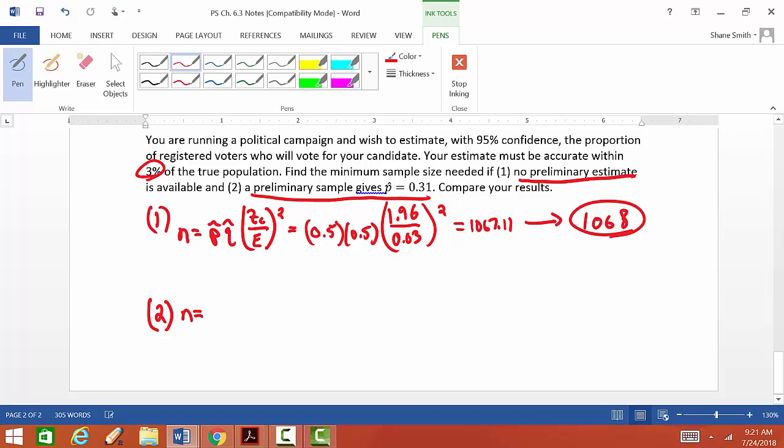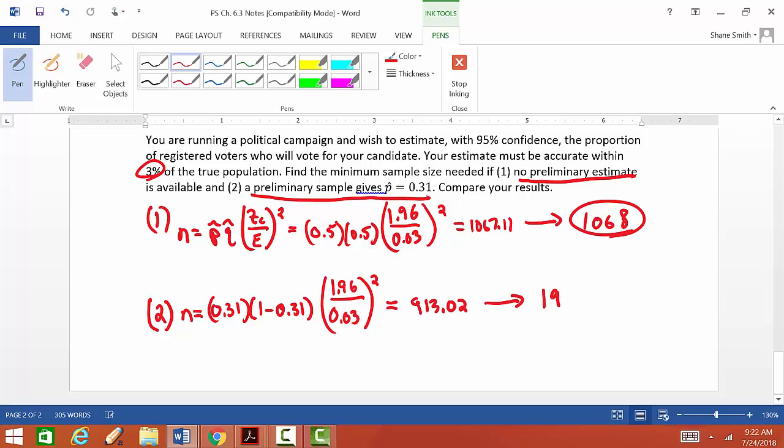Let's do the same thing for this one. So again, we're going to plug the numbers in, but now I'm going to use 0.31, which would make q hat 1 minus 0.31, which is 0.69. You could just put that in here if you want. And this is still 1.96 over 0.03 quantity squared. Don't forget to square this fraction, by the way. That's a common mistake. So 913.02, that's so close to 913, but remember, we always round up, so 914 is the answer.